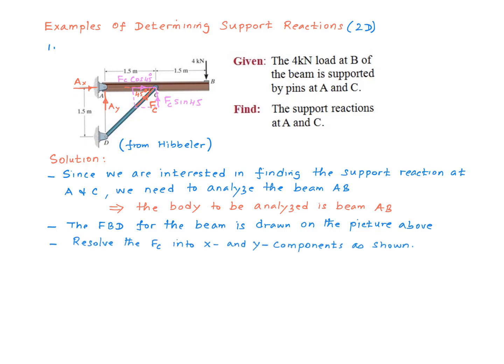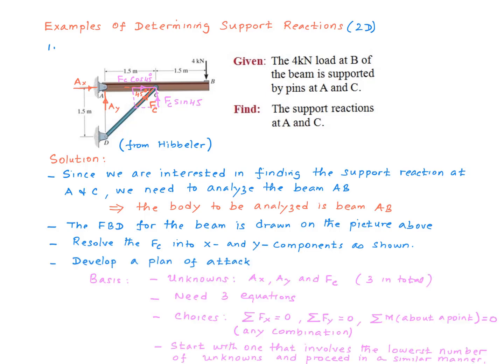The force FC is inclined, so I'm going to resolve that into a horizontal and vertical components. My vertical component would be FC sine 45 and the horizontal component would be FC cosine 45. Since this is the direction of FC, these are the directions for the vertical and the horizontal component. In this particular case, resolving this inclined force into vertical and horizontal components like this will help us not only write down the force equilibrium equation, but also write down the moment equilibrium equation on the basis of the principle of moments.